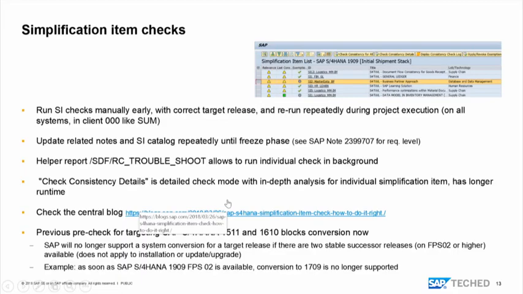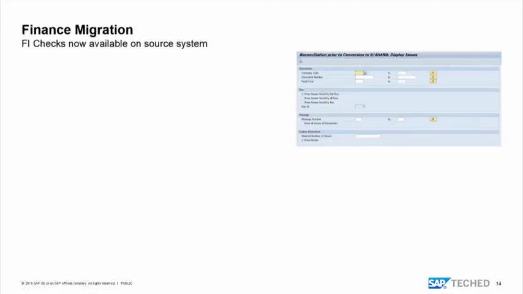That was the list of hints for the simplification item check. Something new about finance migration and the finance data checks. The introduction to the slide is, you know that in the standard conversion run, the software update manager will convert parts of the data from the old tables to the new tables, like new table MATDOC. But the software update manager will not do the financial data conversion. That has to be executed after the SUM run.